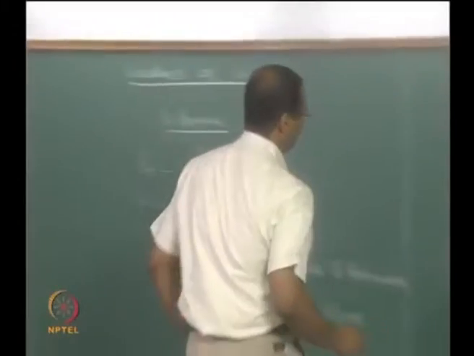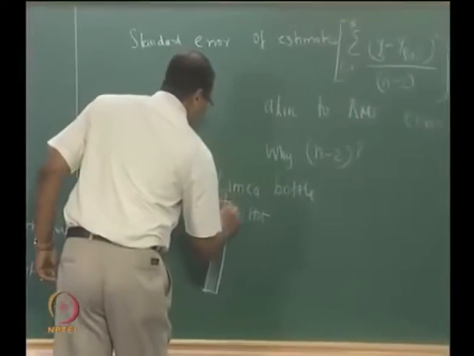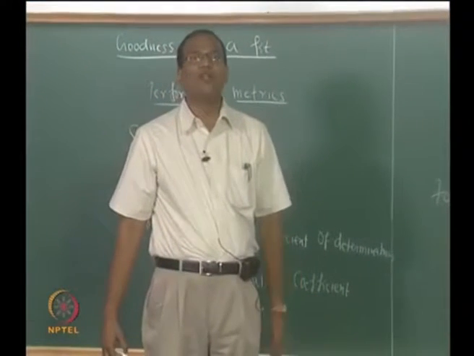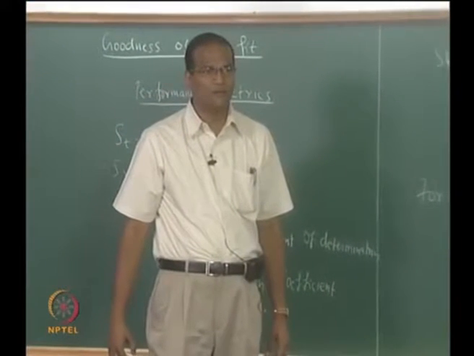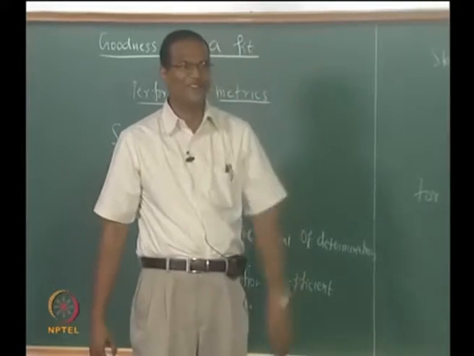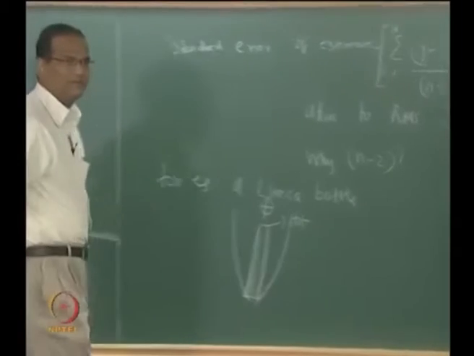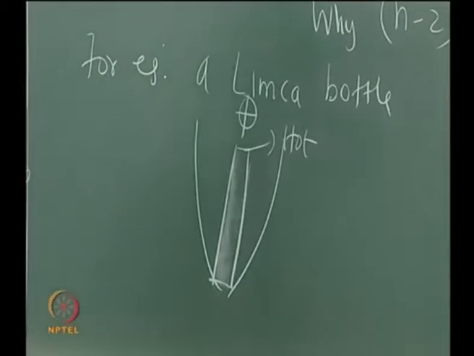Top view is like this. Natural convection boundary layer. How will it develop? It will develop like this, right? What will happen is this boundary layer, the heat transfer.